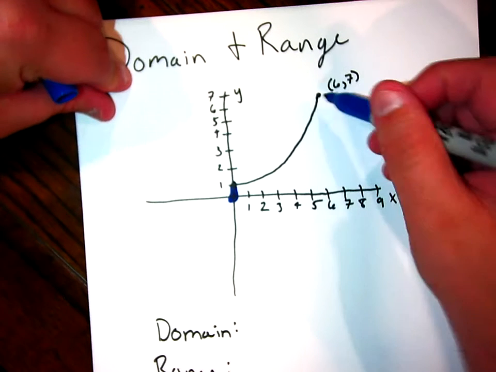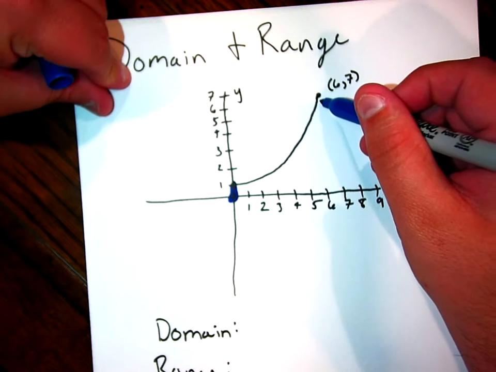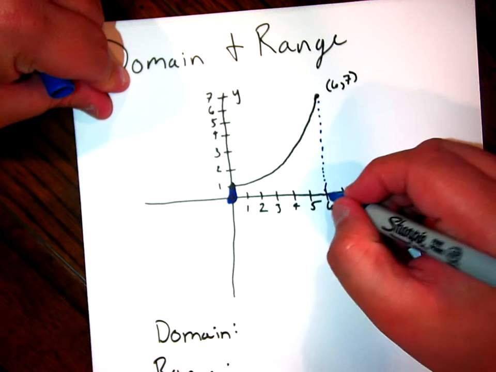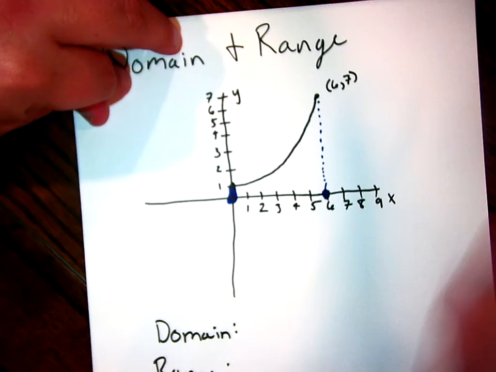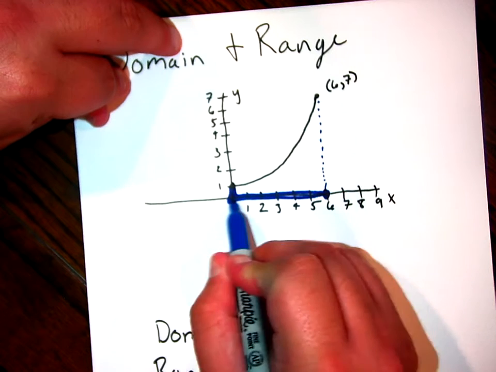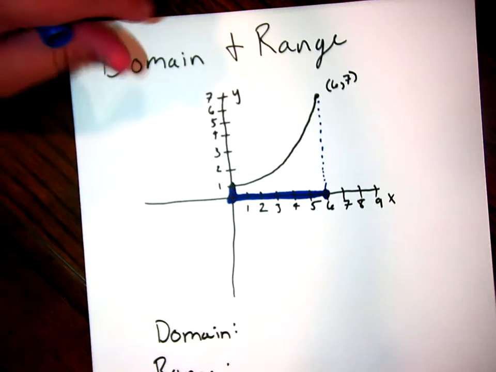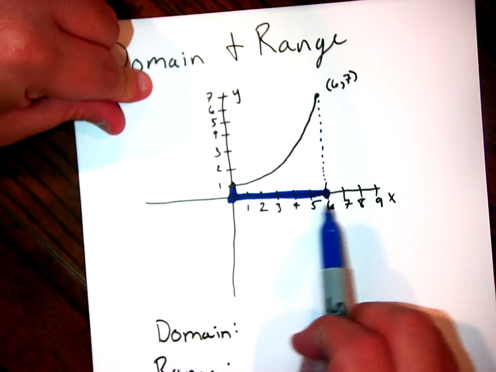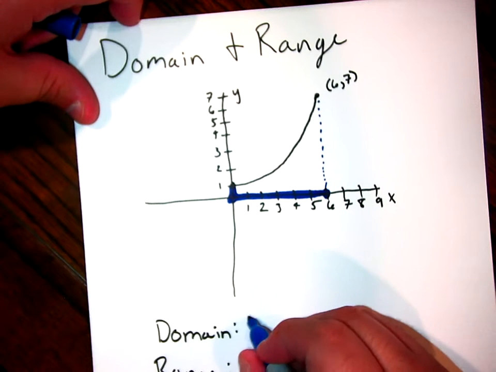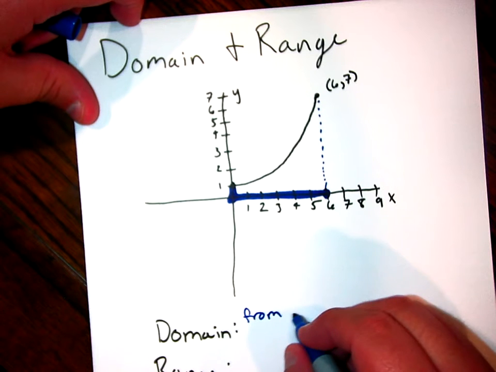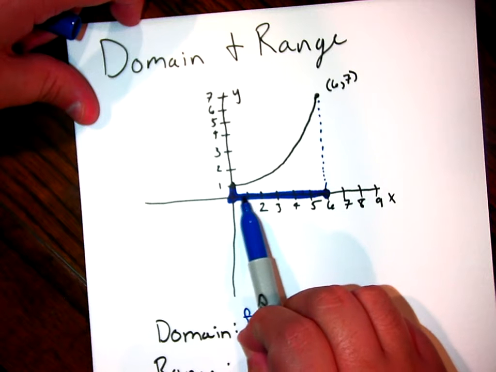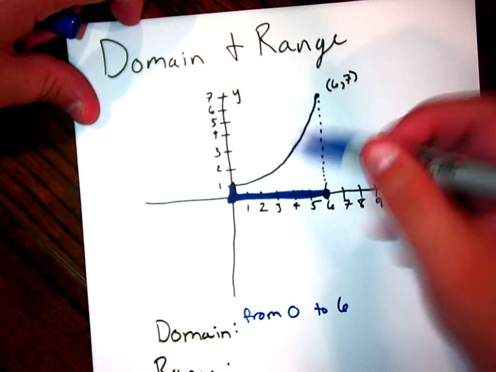And the farthest right this function goes is this value right here, the 6. Okay, the point 6, 7. So that's going to be the farthest right of my domain. That's going to be the highest value. So the domain is everything here in blue, all these x values, from 0 all the way to 6. Okay, so I can denote my domain as going from the value 0 to the value 6 and everything in between, because all these x values, we can put 3.5 in and we'll get a y value out.